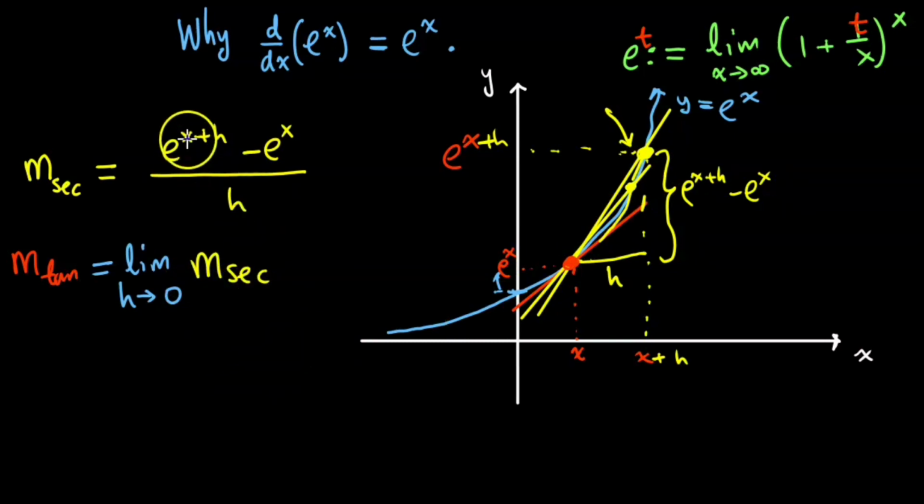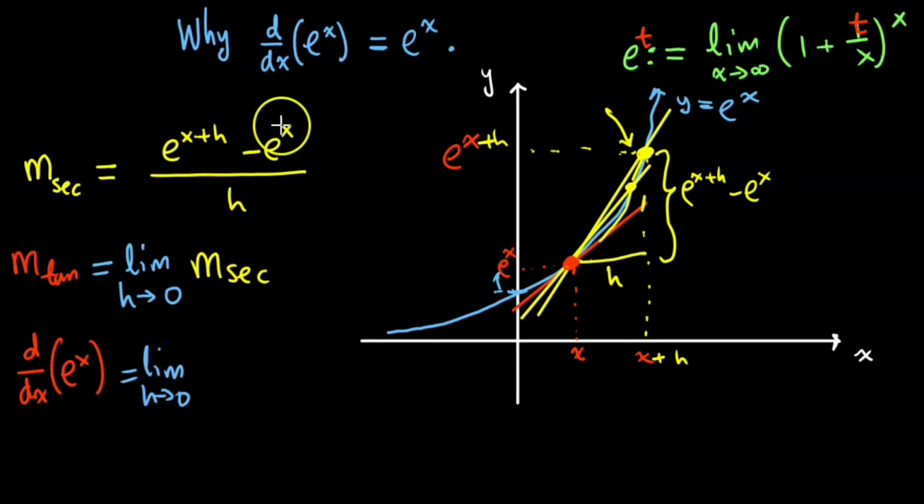Good. But the slope of the secant line is given as that. That means that the slope of the tangent line, which again is the derivative, so I'm going to write that as the derivative with respect to x of the curve e raised to the power of x, is going to be the limit as h tends to 0 of this right here, which is e raised to the power of x plus h minus e raised to the power of x, divided by h.